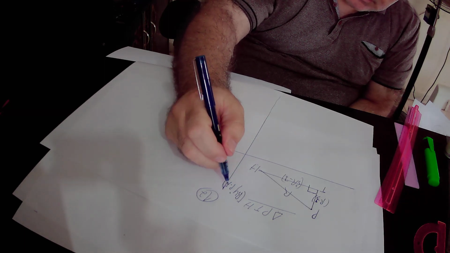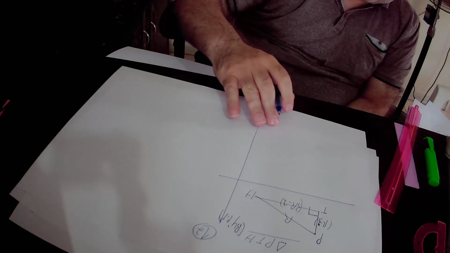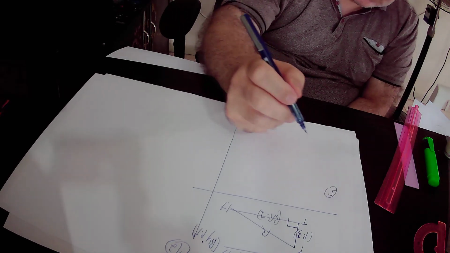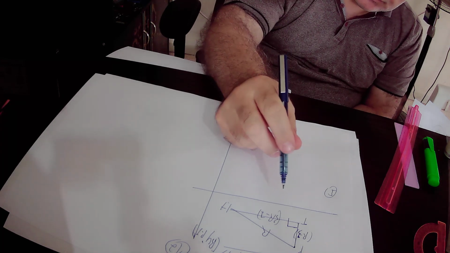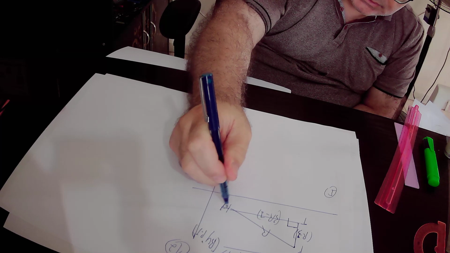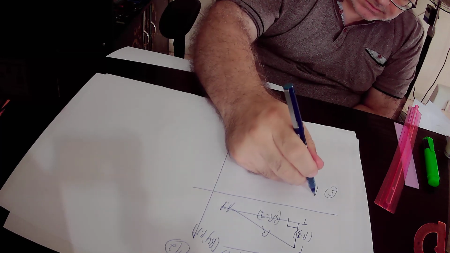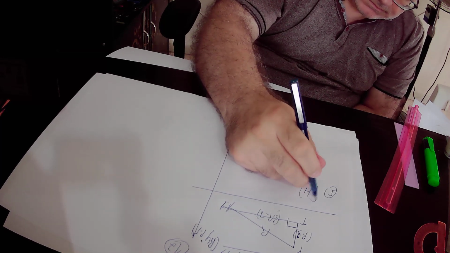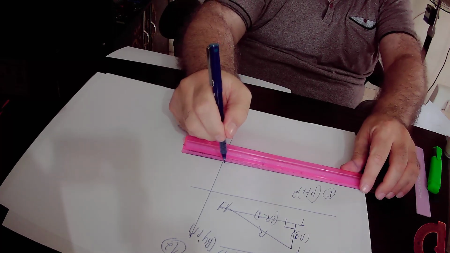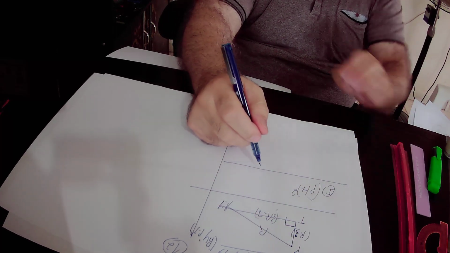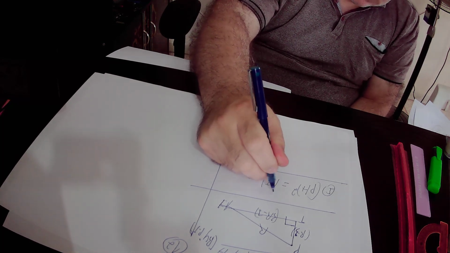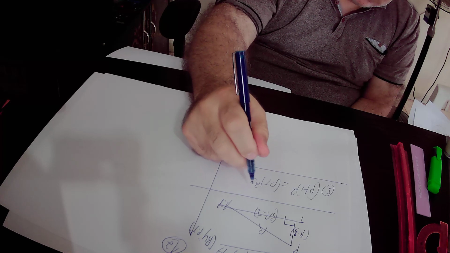According to the Pythagoras theorem, the square of the hypotenuse equals the sum of the squares of the perpendiculars. The hypotenuse is PH, therefore the square of the hypotenuse is PH squared. And it must be equal to the sum of the squares of the perpendiculars. That is to say, it must be equal to PT squared plus TH squared.